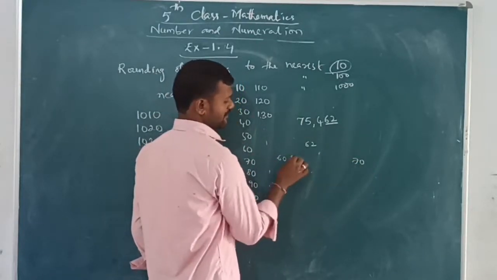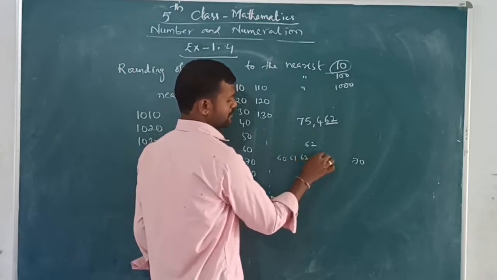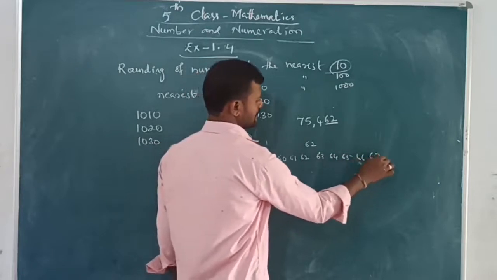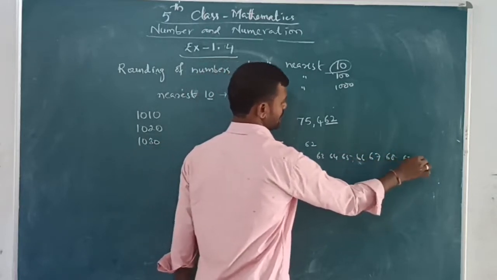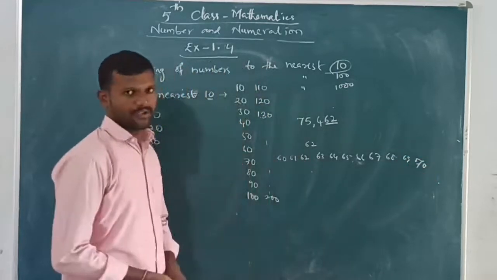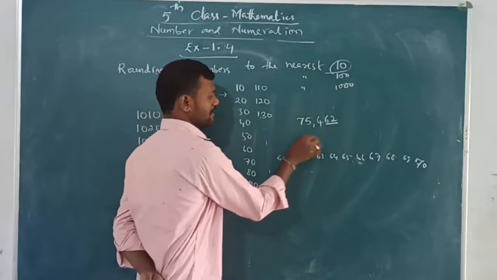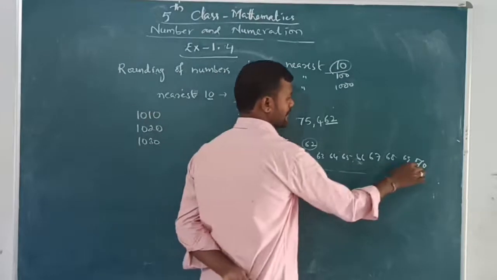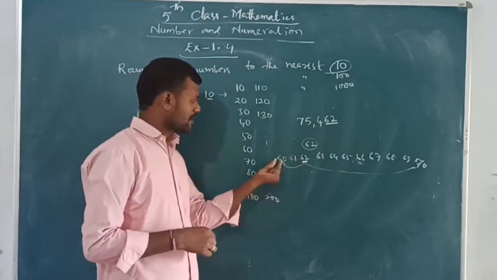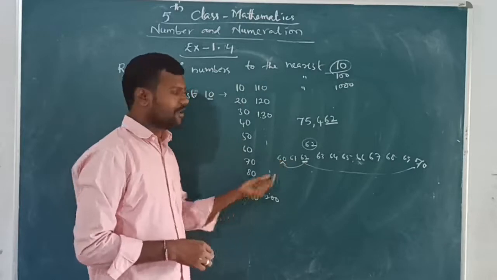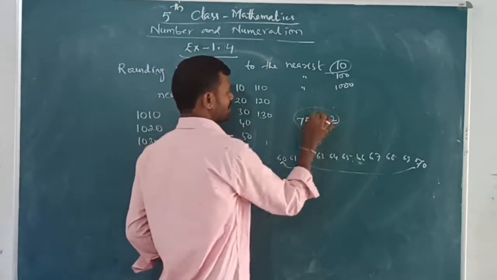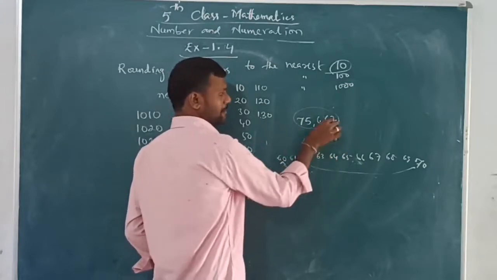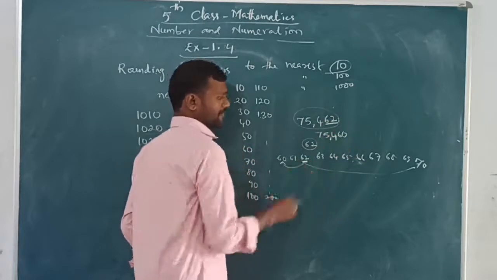Between 60 and 70 we have 61, 62, 63, 64, 65, 66, 67, 68, 69, 70. So 62 is nearer to which one, 60 or 70? It is near to 60. So what is the nearest 10 to this number? 75,460. 62 is nearer to 60. That is the nearest 10.